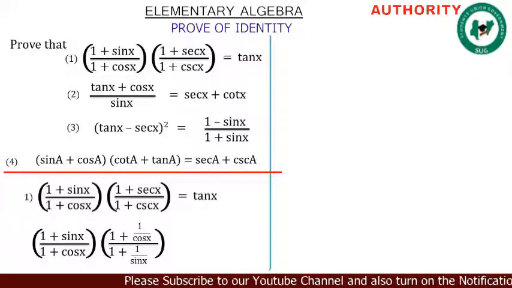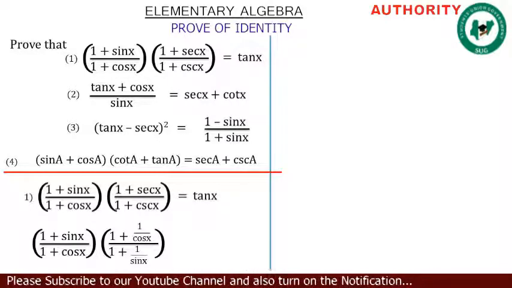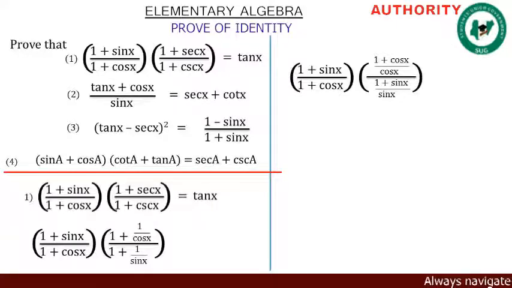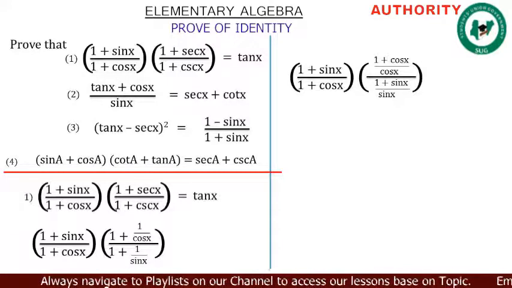In this second bracket, let's combine the numerator and the denominator. In the numerator, 1 + 1/cos x, when you add this together, you have (1 + cos x)/cos x. And in the denominator, 1 + 1/sin x, when you add it together, we have (1 + sin x)/sin x. So we have (1 + sin x)/(1 + cos x) in bracket times [(1 + cos x)/cos x] over [(1 + sin x)/sin x].